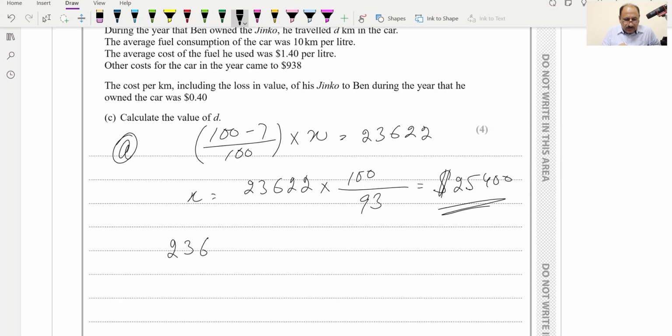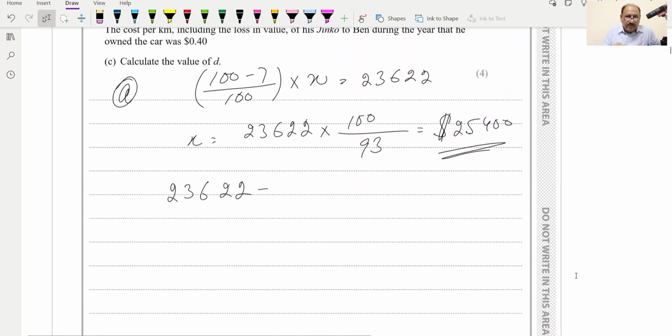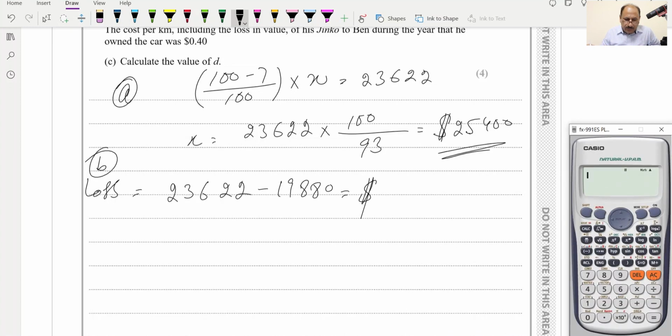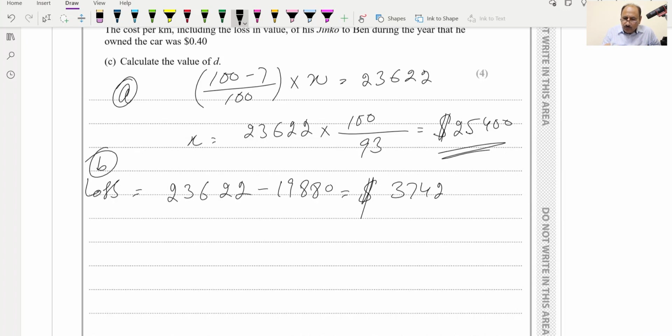So 23,622 minus the amount he sold, basically minus 19,880, this will be the loss. So loss will be equal to, this is B part which we are solving, dollars. This will be 23,622 minus 19,880, which is equal to $3,742. This much loss is against how much price?